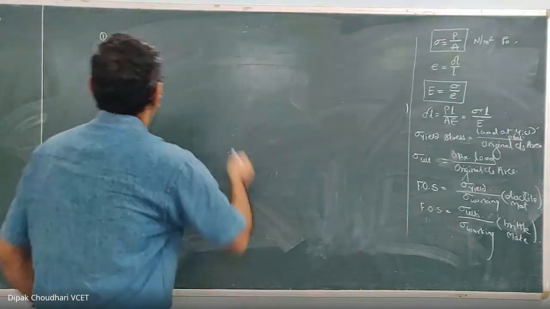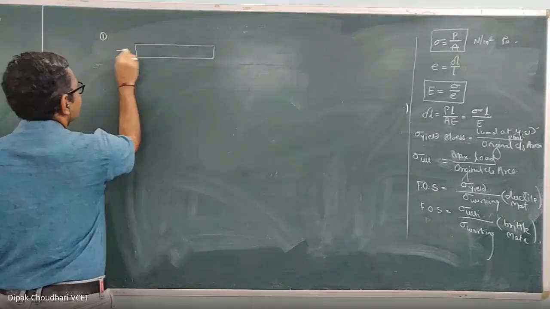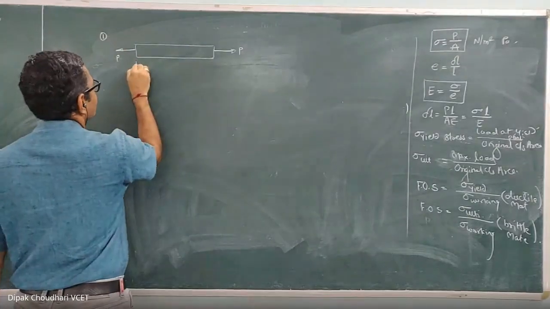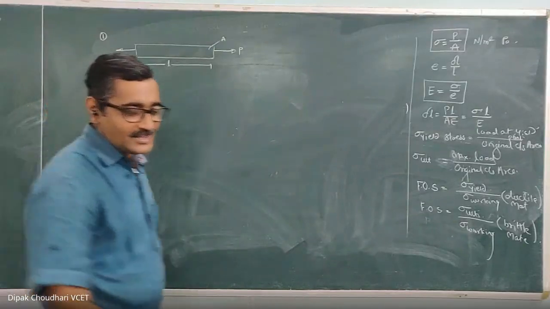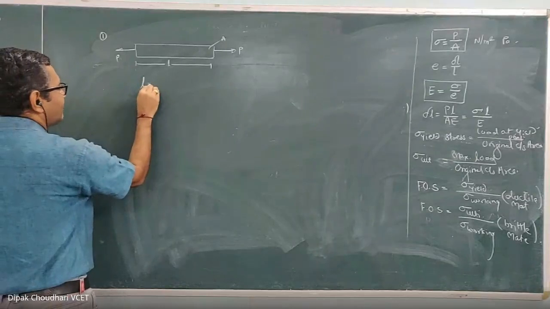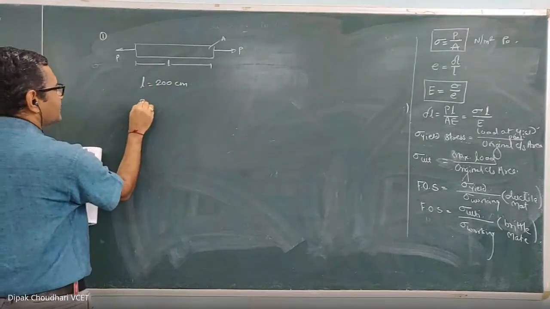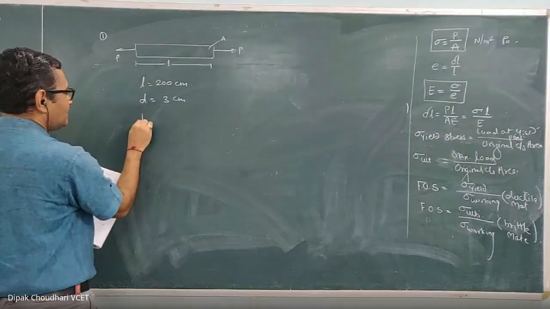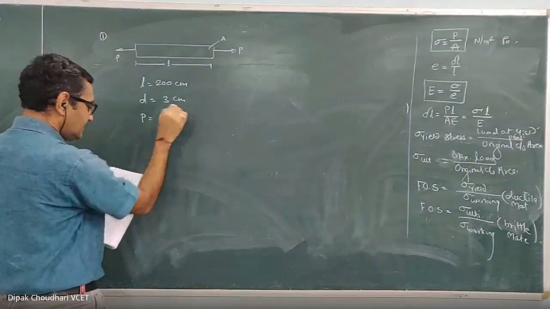Okay, if required, you can draw the figure. This is one rod. It is subjected to an axial tensile force P. This is the length, and here is the cross-sectional area. Now write down the given data. The rod is 200 centimeter long, L equal to 200 centimeter. Diameter is 3 centimeter. And it is subjected to an axial pull P equal to 30 kilonewton. This is the given data.